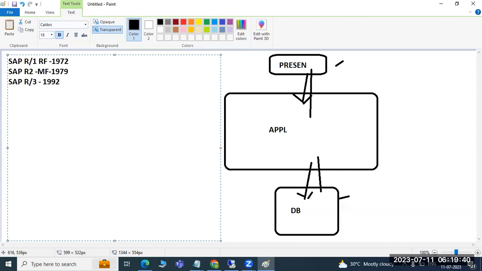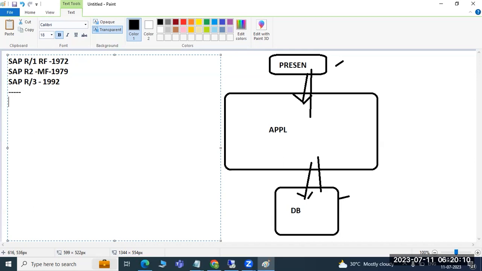1992, yes, I can remember easily. SAP released the R3 architecture in 1992. Within R3 they started releasing versions like 3.0, 2.0, 4.6, 4.7 EE. Like that, they kept releasing versions.